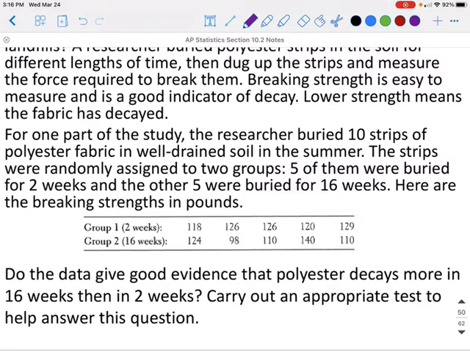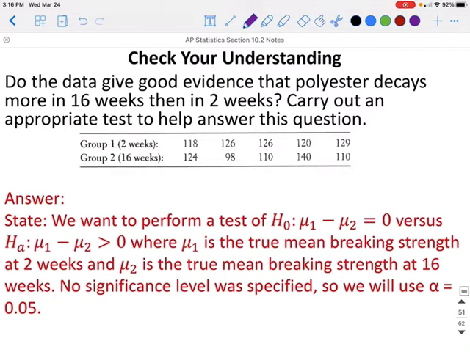Once again, we are going to have to do a 4-step problem. We're going to start with our state. Remember, in your state, you need to give the 2 hypotheses, you need to define your parameters, and you need to give a significance level.